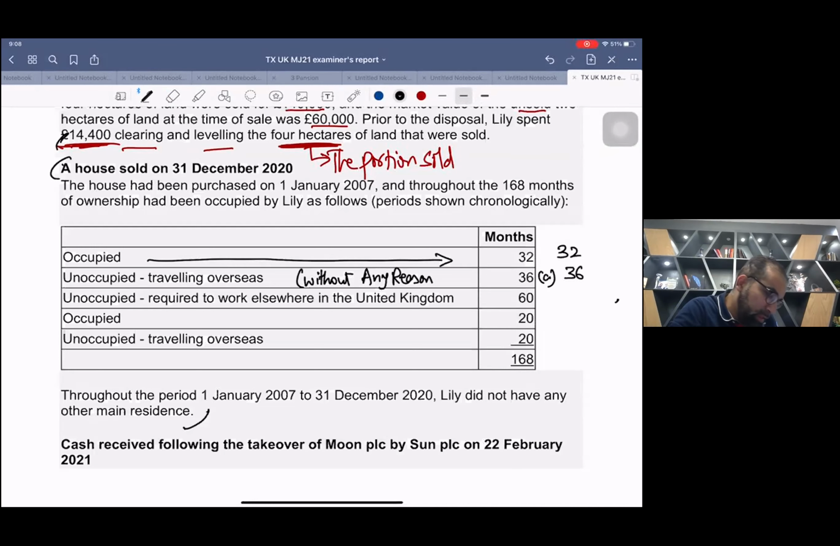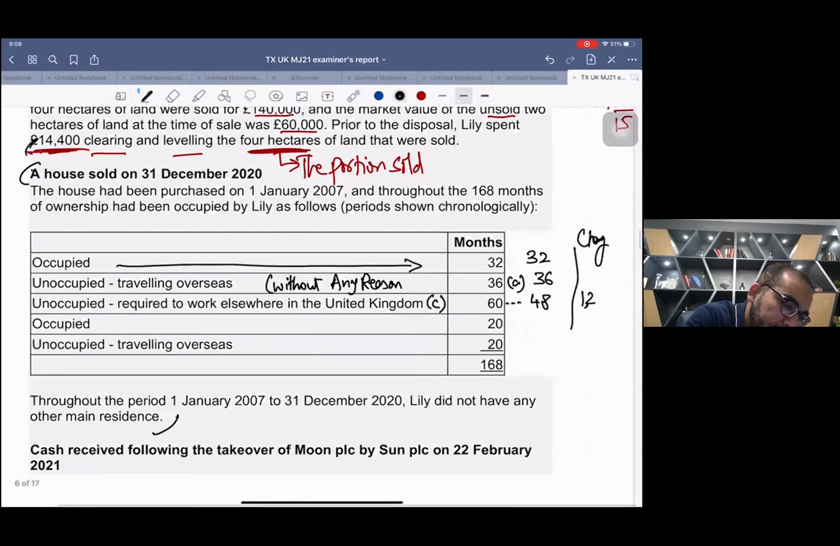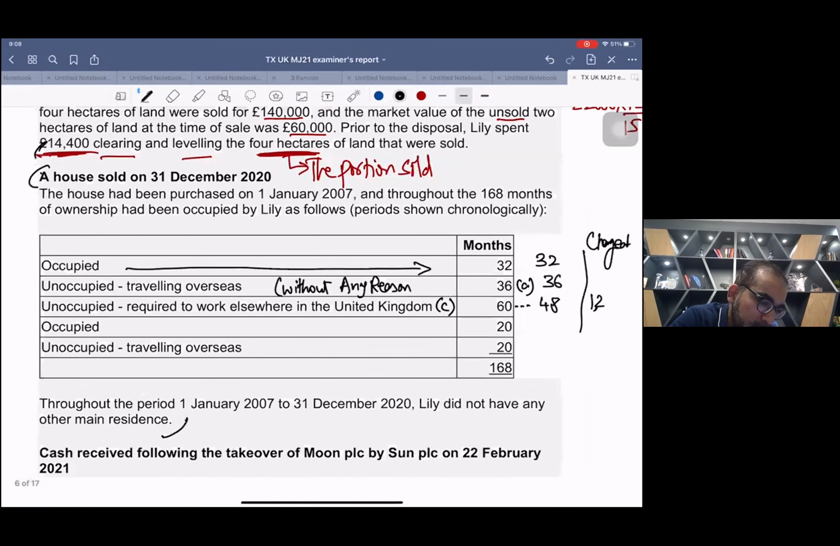And then required to work elsewhere in UK. This is point number C. But remember, for point C, only 48 months. You can claim relief till 48 months. So out of this 60, 48 is exempt and 12 is chargeable.